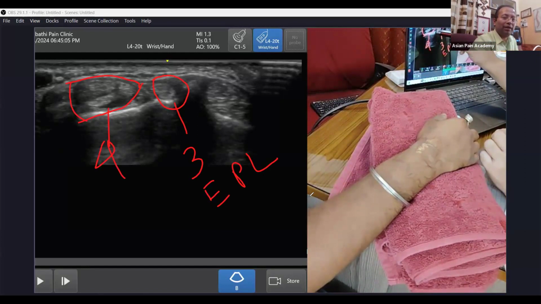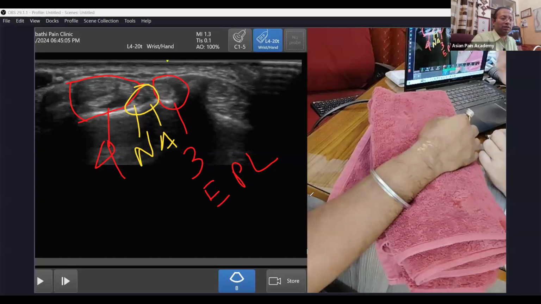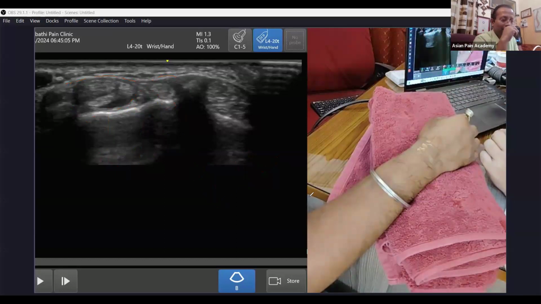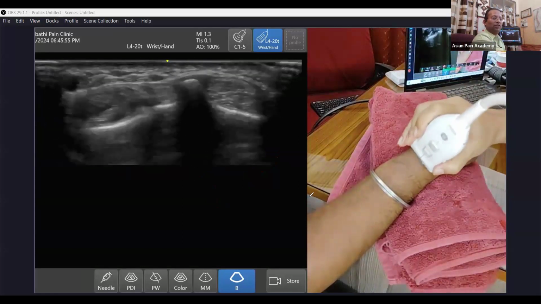So between them, our target area is this area. Here, see carefully. You will see one artery and one small nerve. This nerve is the dorsal interosseous nerve, coming up to the wrist, but it is a motor nerve. Though for pain treatment purposes we don't need it, you should not injure it.